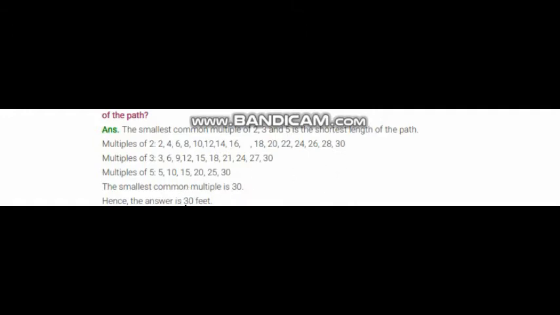And here which is the smallest common multiple? That is this 30, and here also 30. This is the least common multiple, that means the first common multiple of 2, 3 and 5. So the smallest common multiple is 30, hence the answer is 30 feet. The shortest length of the path is 30 feet.